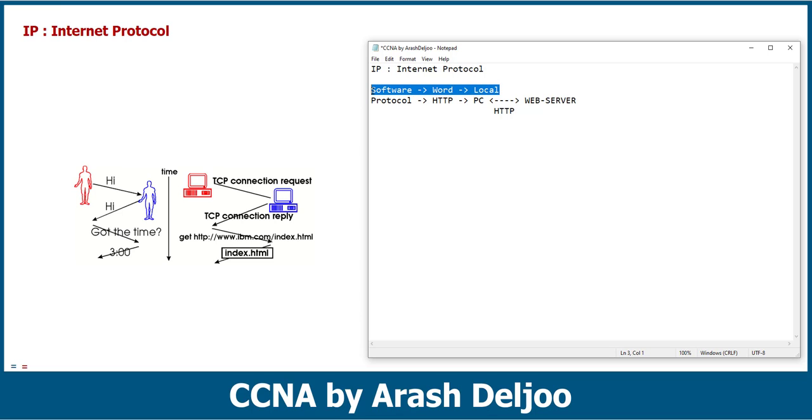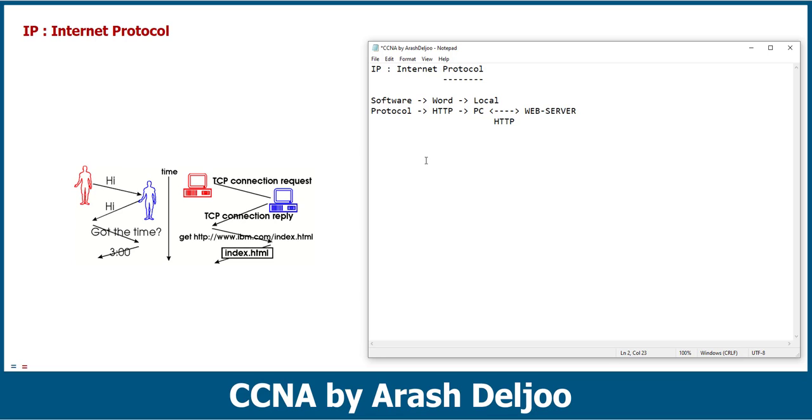Look here, Word is a software. The Word program is a software, and you can use it locally without any communication with other systems. But when you say protocol, this means you have a program that you use for communicating between some systems, two, three or more. For example, we have many protocols: HTTP, FTP, TFTP, Telnet, SSH, and other protocols, and also IP. IP is a protocol. This means we use IP for communicating between systems.